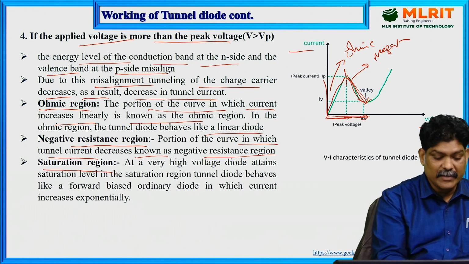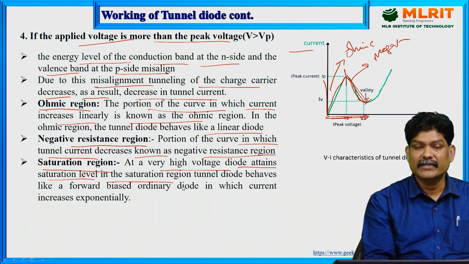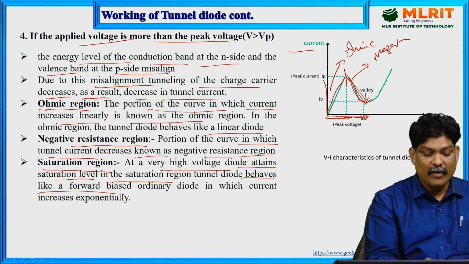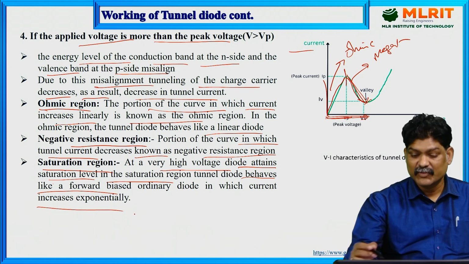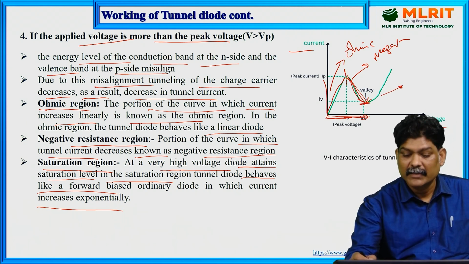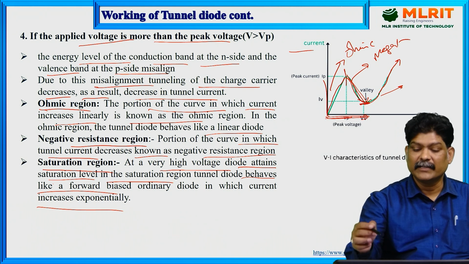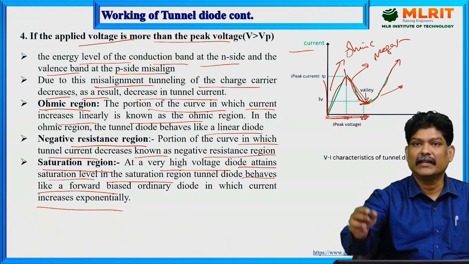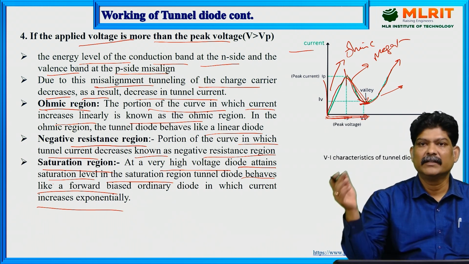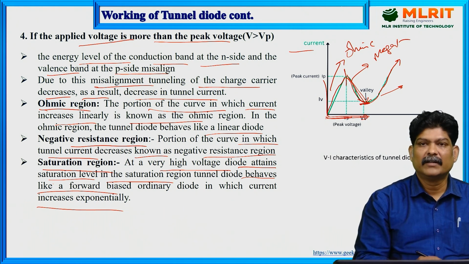And then the saturation region. At a very high voltage, the diode attains the saturation level. In the saturation region, the tunnel diode behaves like a forward biased ordinary diode in which current increases exponentially. After reaching the saturation level, if you further increase the voltage, the diode acts as a normal PN junction diode, and the current increases linearly with the increase in the voltage. So these are the characteristics of the tunnel diode.